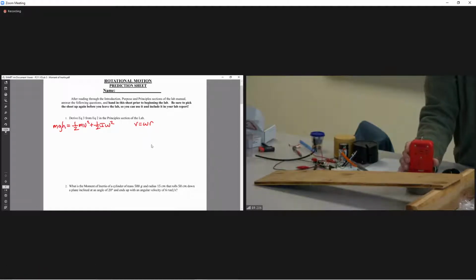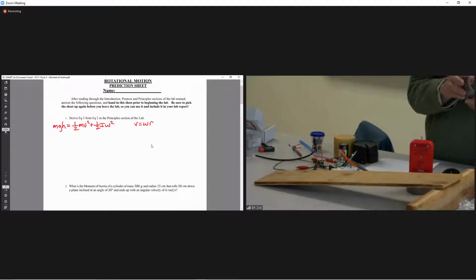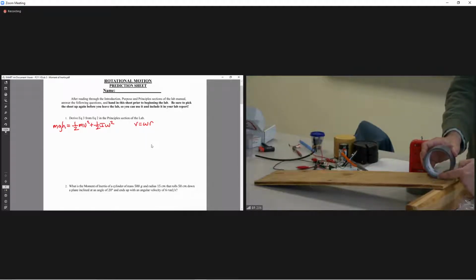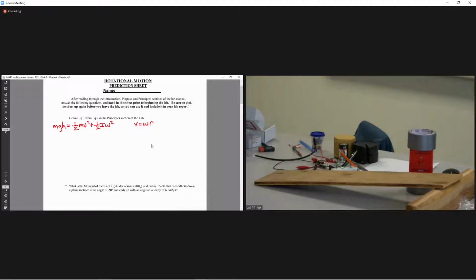Very good, you're almost there. It's the outer radius, not the outer diameter, right? It's the radius of the outside of your tape roll, because that is the radius of your entire object. So it is the outside radius of the tape roll. Make sure you see why that is, okay? Now we can just solve for I.